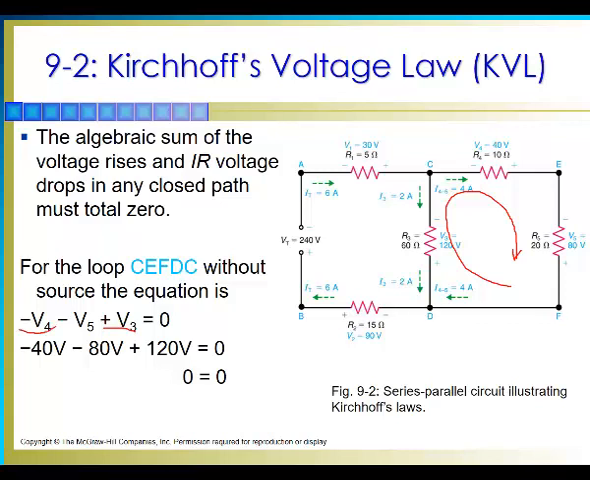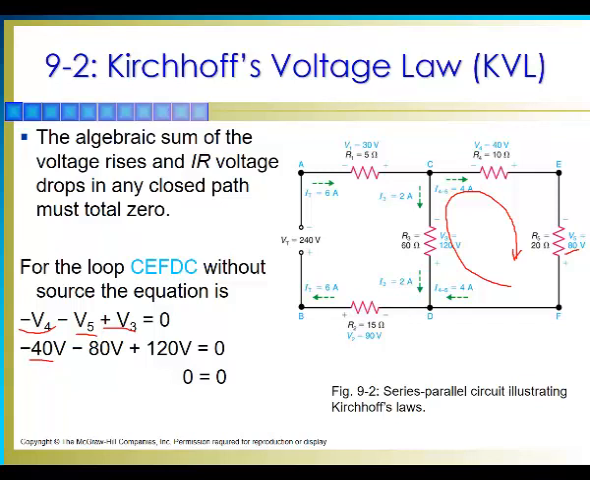And as we continue on the loop, we enter this other component on the negative side of the polarity, so this would also be a negative value of 80, which is a negative V5. So we plug in the values: it starts from here, negative 40 minus 80, and then in here would be plus 120. If we add all this together, we get 0.